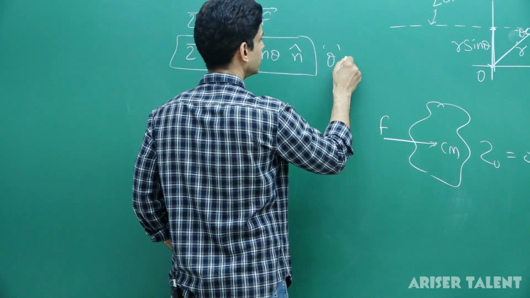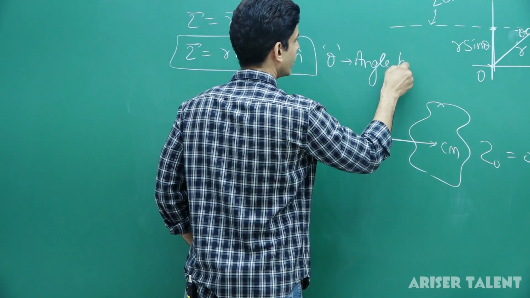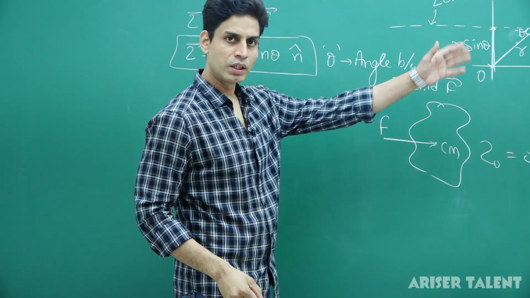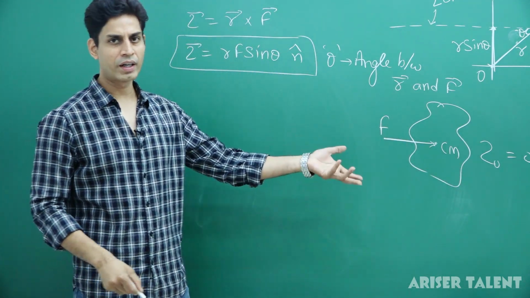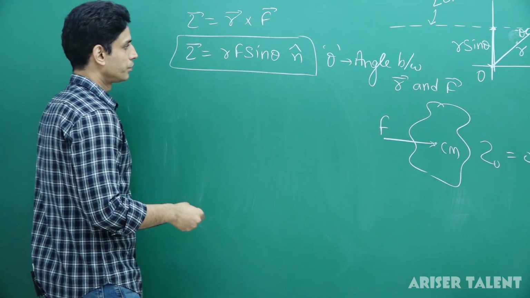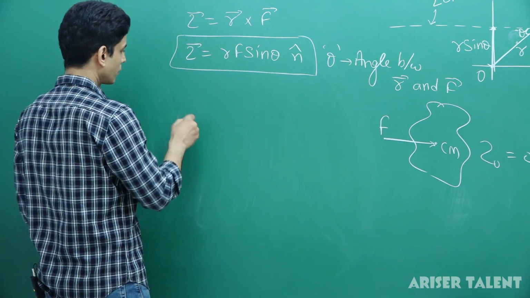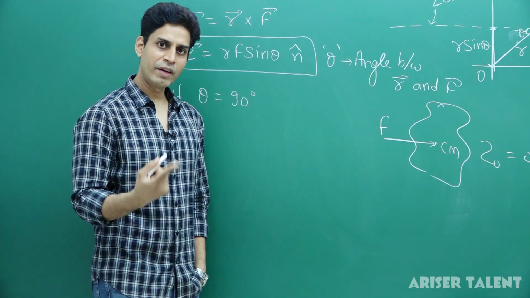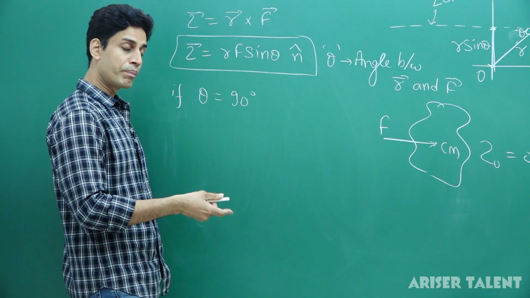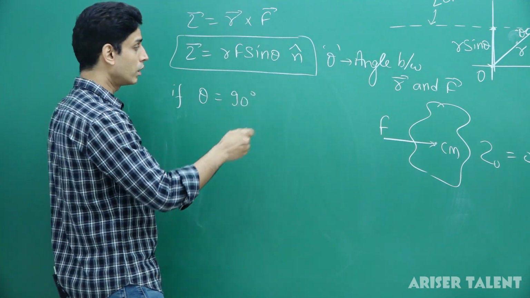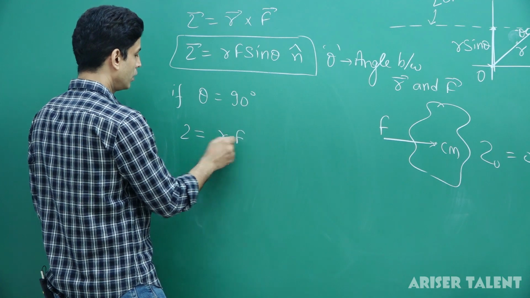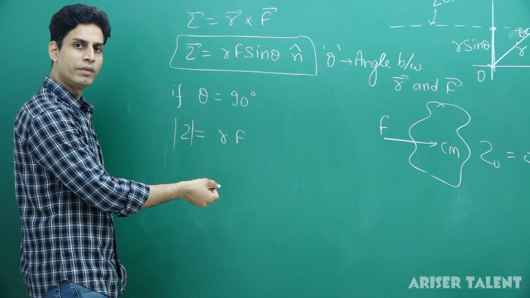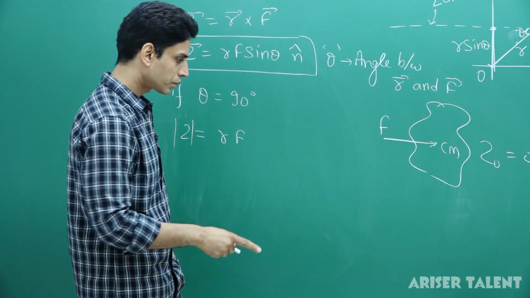Now theta is the angle between R and F. Although we already did that. Okay, that theta is the angle between R and F. Now if theta is 90 degrees, that is, R and F are perpendicular, and sin 90 is 1, so the torque will be RF. We are only talking about the magnitude. So it will be RF, because sin 90 is 1.